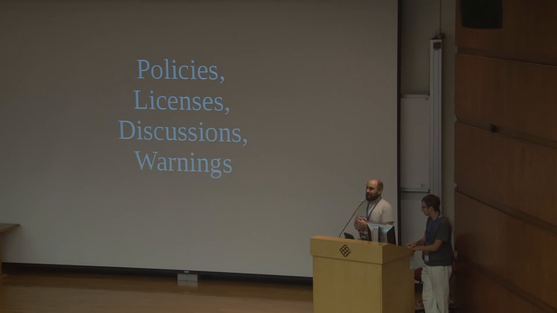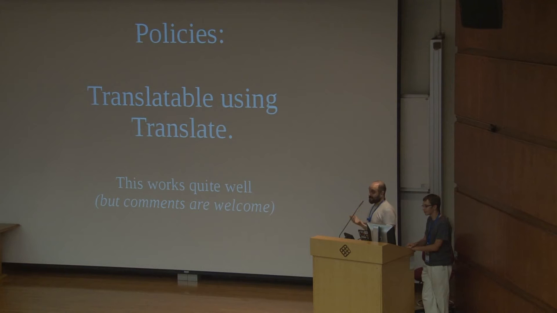A few other things that we could translate. Policies. Commons has lots and lots of different policies about copyright and civility and whatever. These can actually be translated using the Translate extension, which was recently installed on Commons. As far as we know, it works quite well. If anybody tried it, and if anybody thinks that it doesn't work well, please tell us. We really, really want to know, because this is one thing that is supposed to work well.